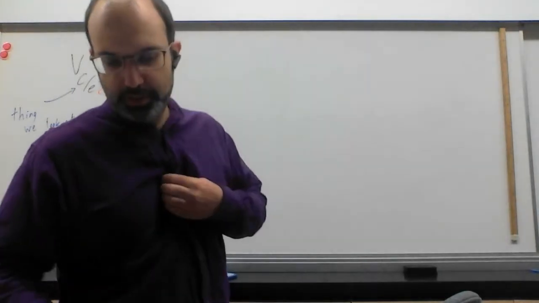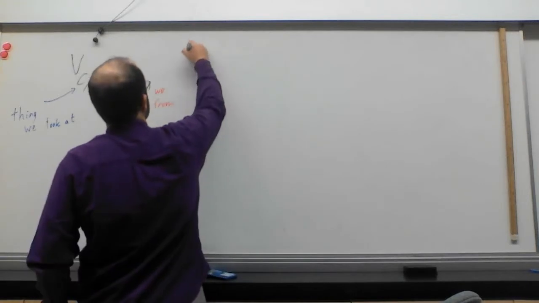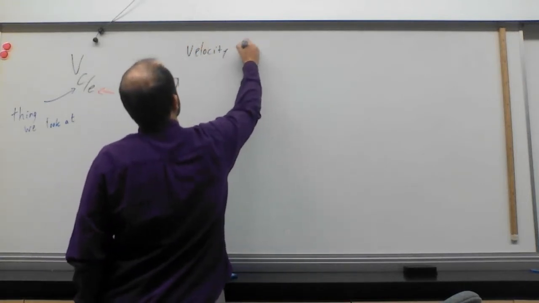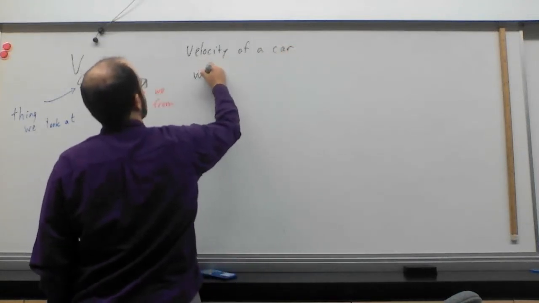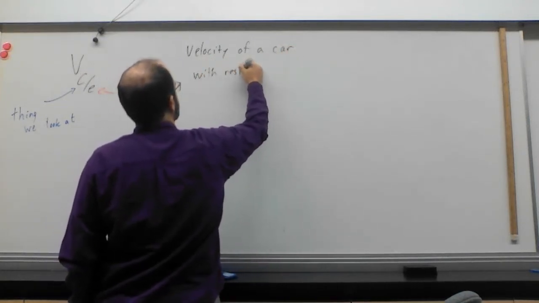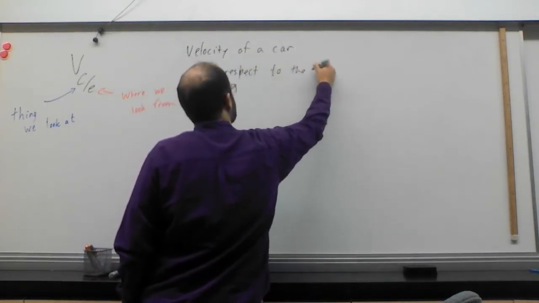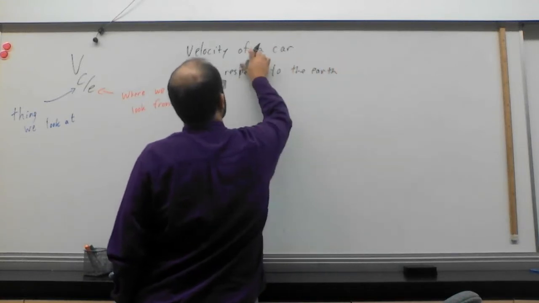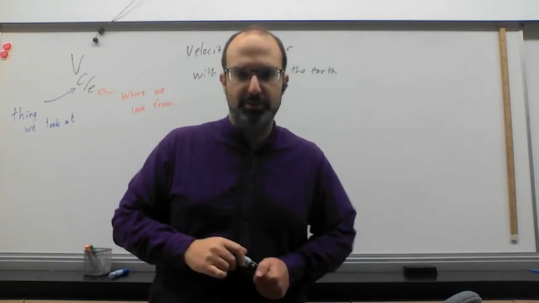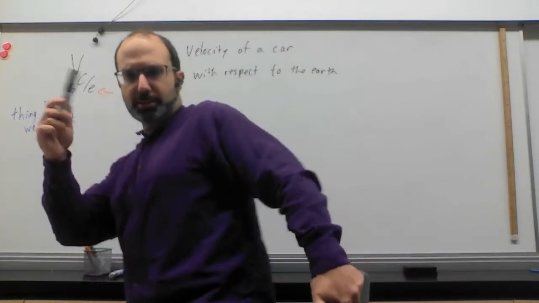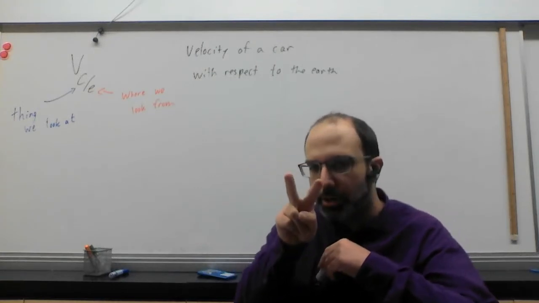So in this particular instance, we could say that this notation is telling us the velocity of a car with respect to the Earth, or as seen from the Earth, something like that. So what this type of notation is trying to say is, what do I see if I'm standing on the Earth looking at the car?